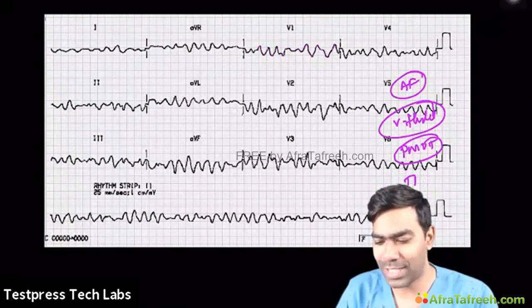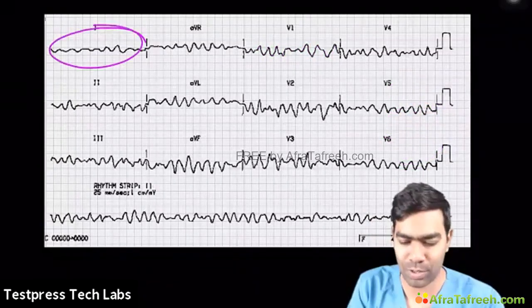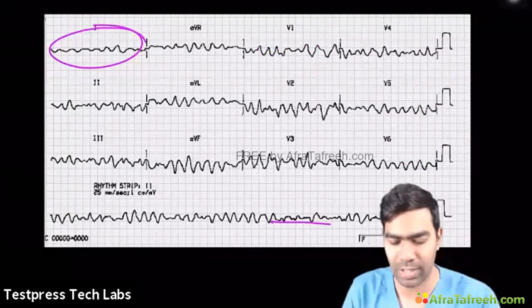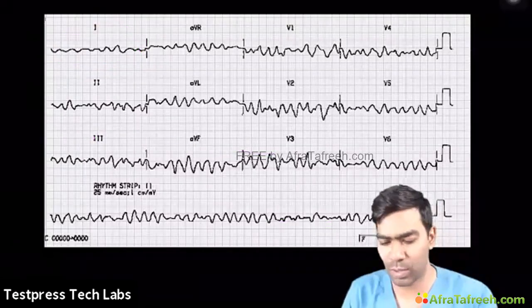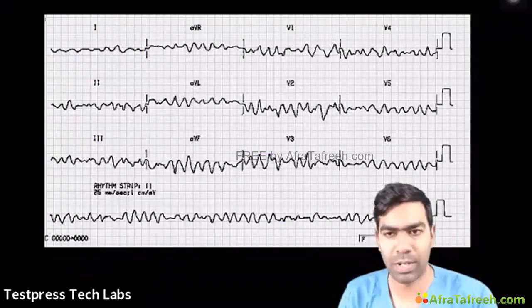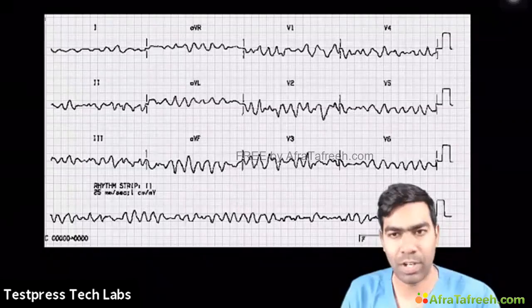So, first of all, see whether a formed QRS complex is there. I don't think there is any formed QRS complex here. There are a lot of areas where you don't see one. So this is like you are scribbling something randomly in the ECG. That's how it looks. So definitely it's ventricular fibrillation. This is the big clue, and never ever misdiagnose this ECG as PMVT or ventricular tachycardia.